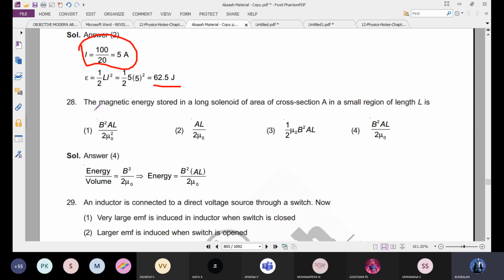Yeah, this is an interesting one now. Please note it. The magnetic energy stored in a long solenoid of cross-section area A and small length L: the formula is B square AL divided by 2 mu naught, because it is energy divided by volume. So energy is B square, and volume gives 2 mu naught. Applying the values, you will get B square AL by 2 mu naught.